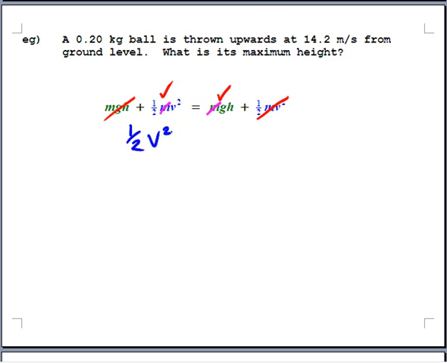1/2 v squared equals gh. To me, that's a lot easier than kinematics. It's going to be a lot quicker. So let's plug some numbers in. That's 1/2 times 14.2 squared equals 9.8 times h.